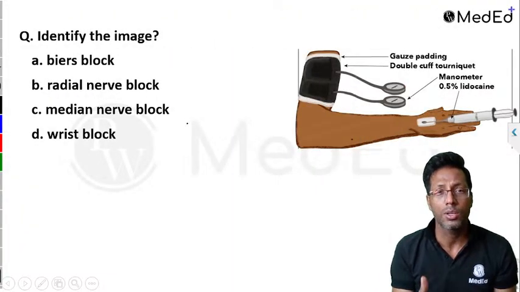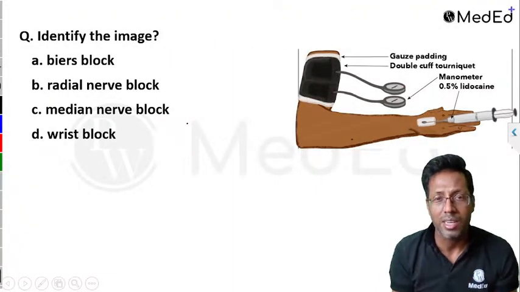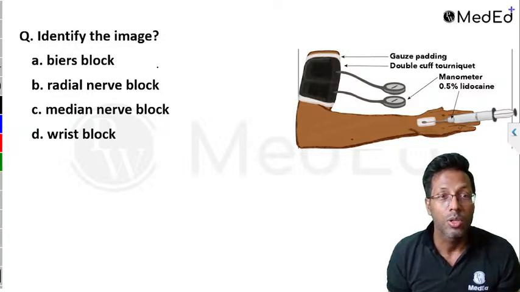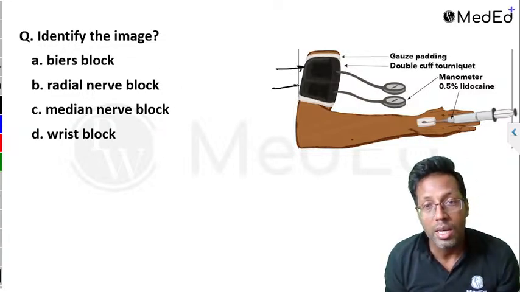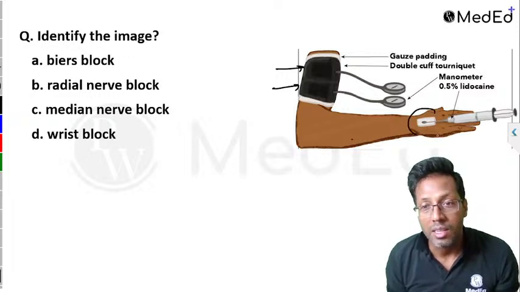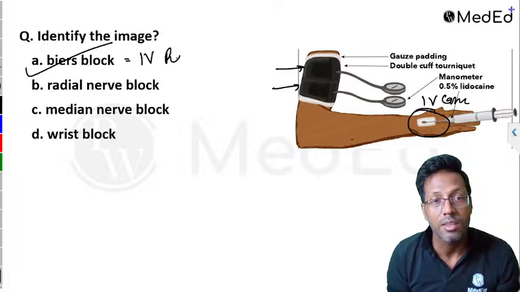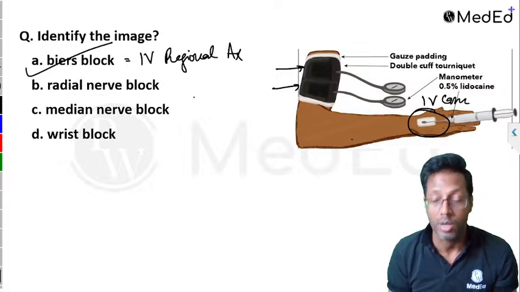Okay, so this was an easy question. Identify the image. I think everyone has studied it. The only point was unless you're sure what has happened, right? Here you can see a double tourniquet kept over here. There's the IV cannula which is seen. So this is nothing but the Bier's block, or intravenous regional anesthesia. Guys, this question has been asked like this after a very long time.